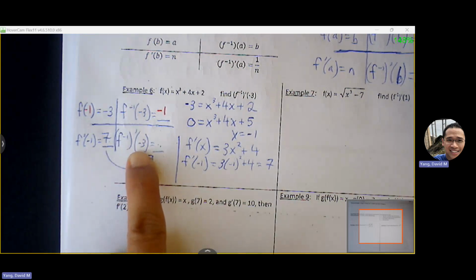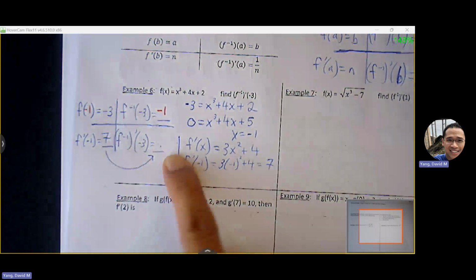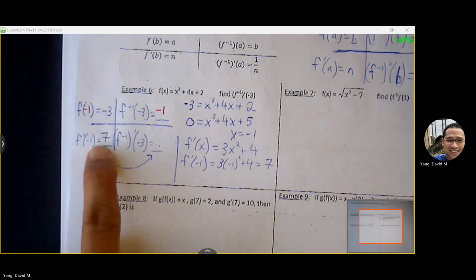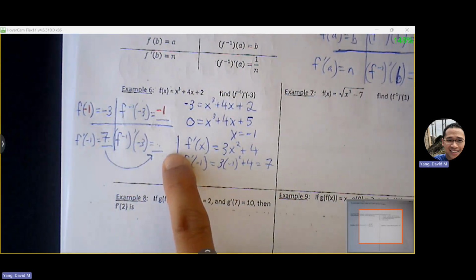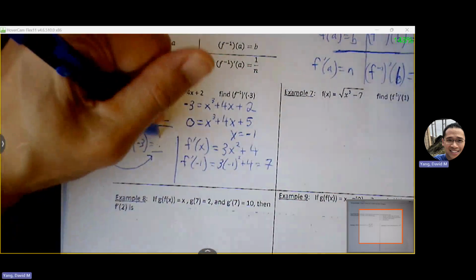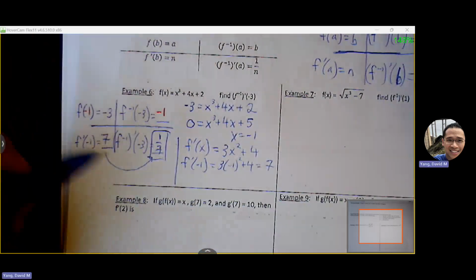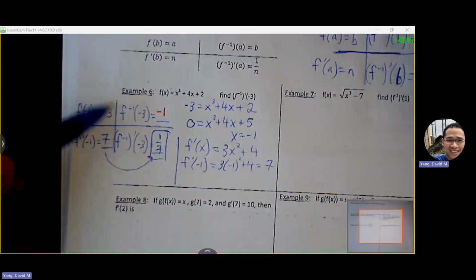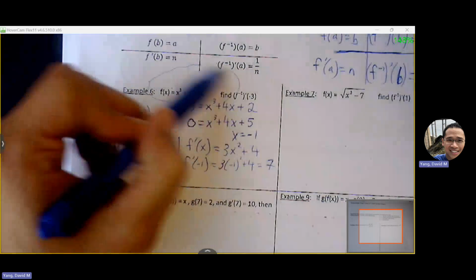So if the slope of my f graph has a steepness of 7, then on the inverse side, at a different point, at its corresponding point, the slope here must be what? If this is 7, this must be 1/7. And that's our answer. So we hardly did anything on the inverse side. All of the work that we did is on the function side because that is what's given to us.